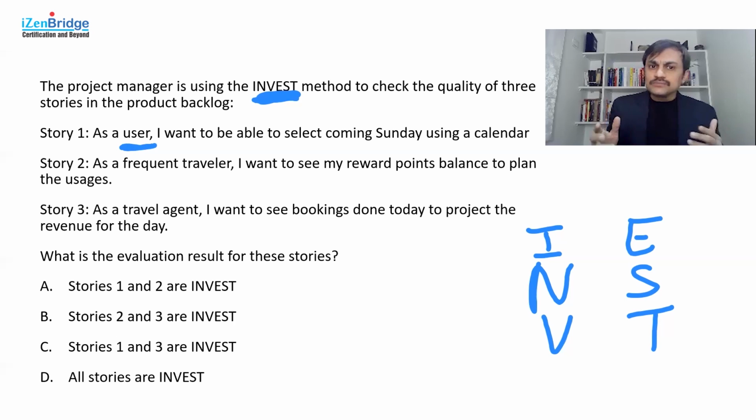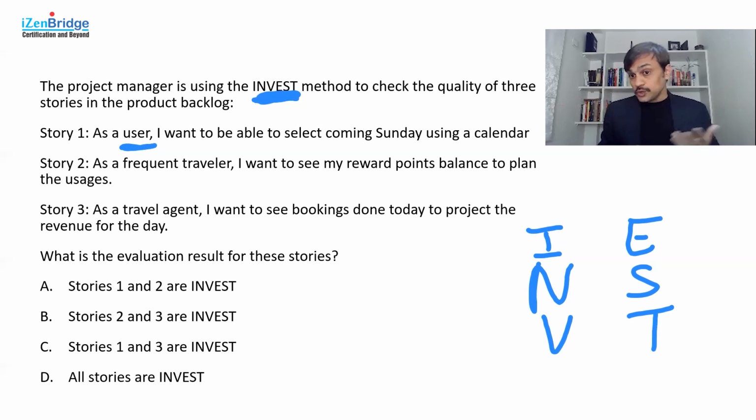And it is saying, I want to be able to select a coming Sunday using a calendar. Now, what do you do with it? How is this adding value? It's not clear. Yes, it might be small, but the value and the purpose of doing this are not clear, and who is doing it is also not clear. It could be independent, but it may not be, because you might be selecting the calendar in order to get something done. It's not that you select a calendar and Sunday and something just happens. That part is not clear in this particular user story.